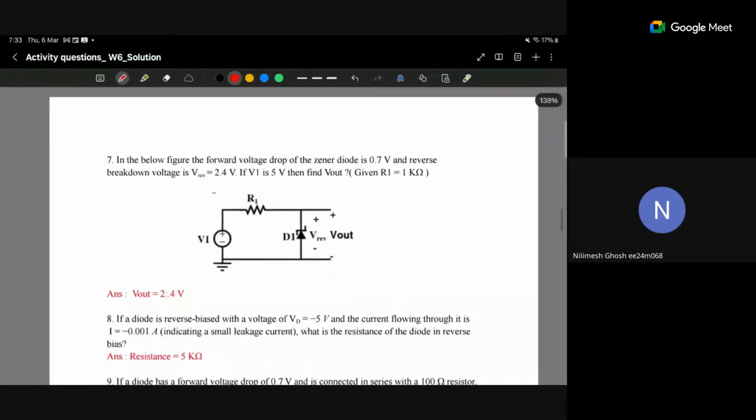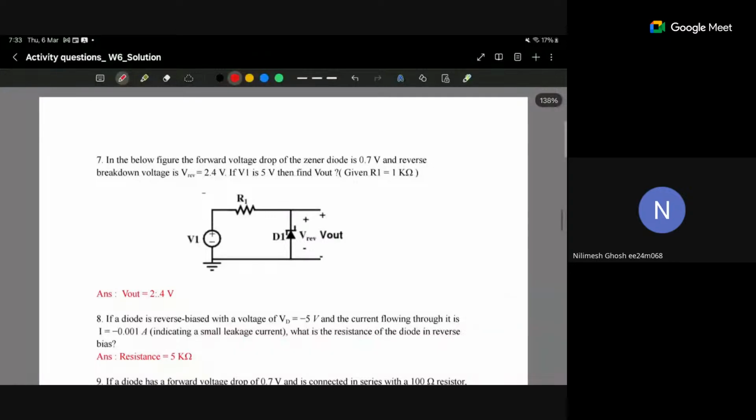Now next question. What is the symbol of this? Zener diode. Zener diode, exactly. Can anyone tell me what is the specialty of the Zener diode? It regulates the voltage. It's a very posh answer. Like in a layman's terms, if anyone knows reverse bias, it regulates the voltage.